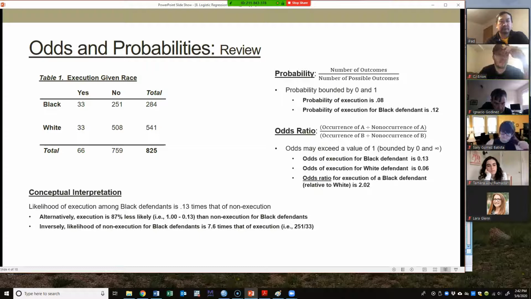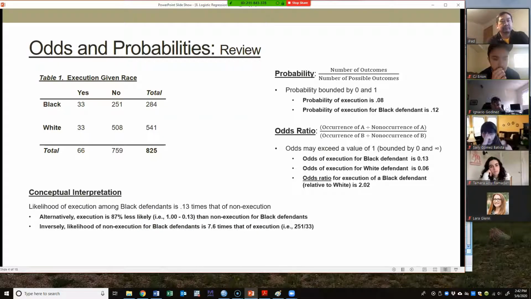But oftentimes, odds less than 1 can be a little bit more difficult to wrap our head around. But what we can do is flip this around. What we decide is our event or our non-event is kind of arbitrary. I could alternatively say that execution is 87% less likely than non-execution for black defendants. So if I take that odds of 0.13 and subtract it from 1, being neutral, it puts it in terms that are a little easier to talk about and understand.